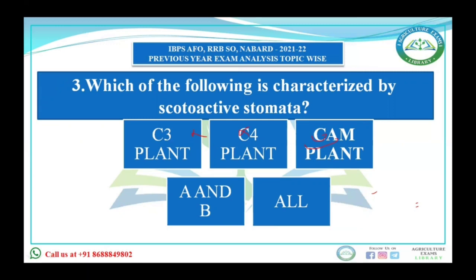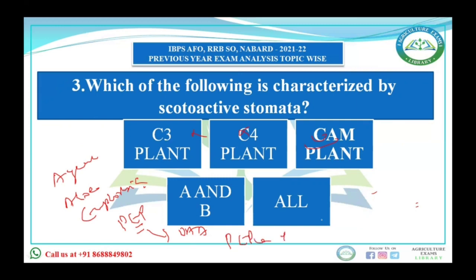CAM stands for Crassulacean Acid Metabolism. Examples of CAM plants are Agave, Aloe, and Euphorbia. The primary acceptor of CO2 is PEP. In case of CAM plants, OAA is the first product. In this case, PEPcase and Rubisco both are present in mesophyll cells.